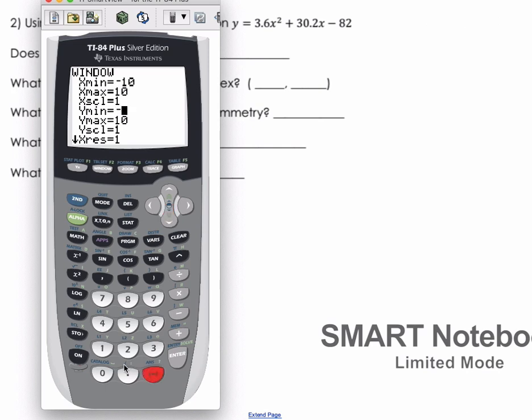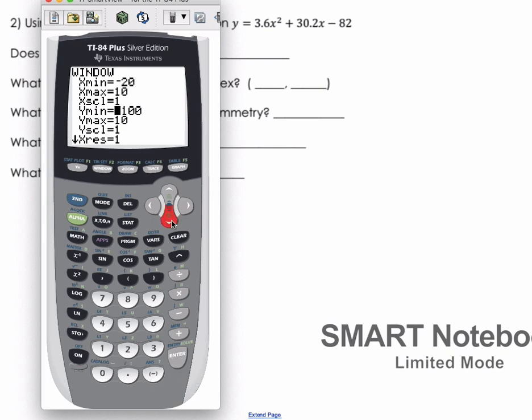Let's do negative 100. And maybe we'll see what happens. Can we see the graph? Oh, I need to go down much further, and maybe a little bit more to the left. So if I want to go to the left, I'll change this to like negative 20 maybe.